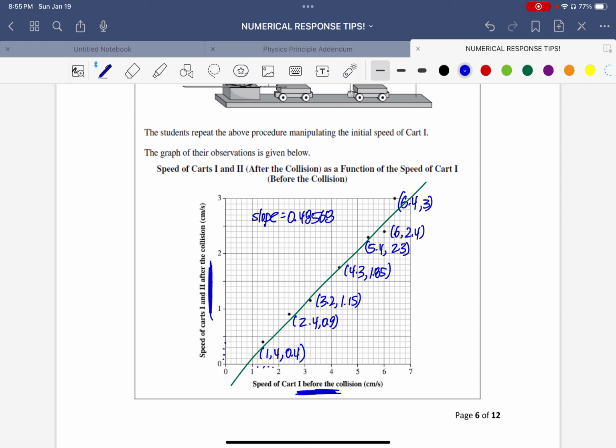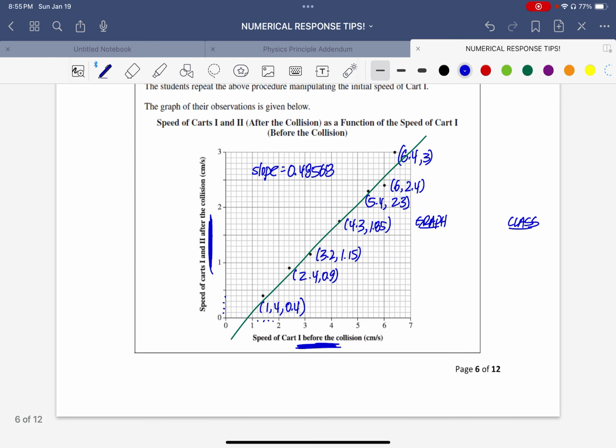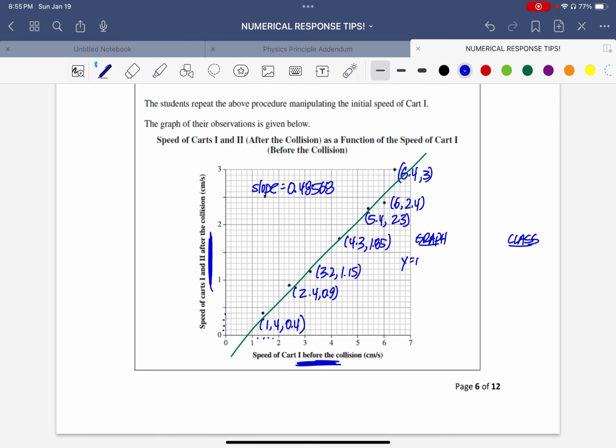Now, we do need an equation from the graph and from class, as always. And the good news, as always, the equation from the graph will be y equals mx plus b. So we're going to say VF, the combined velocity of both cars after the collision. M stands for the slope. X-axis is the speed of cart 1 before the collision.